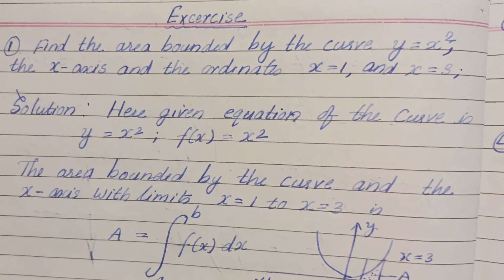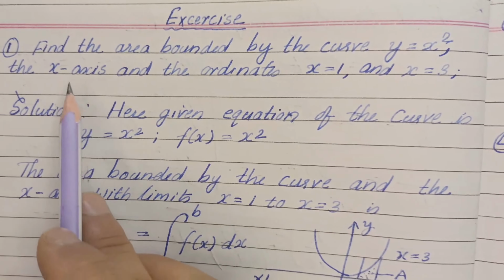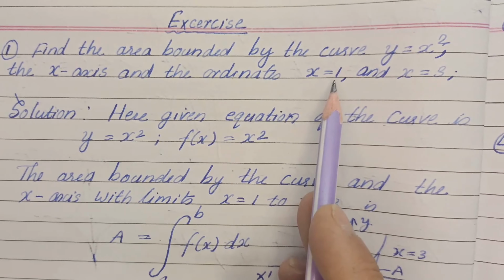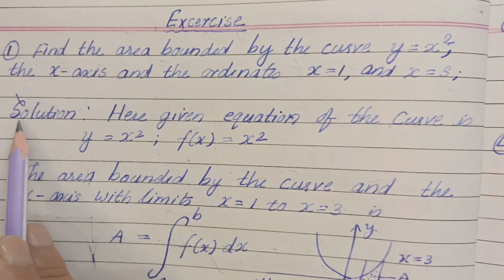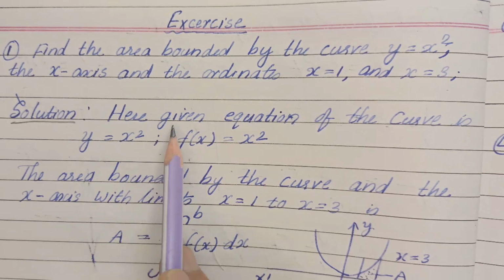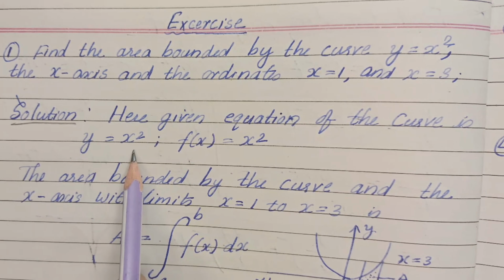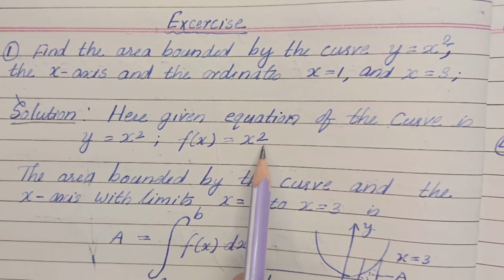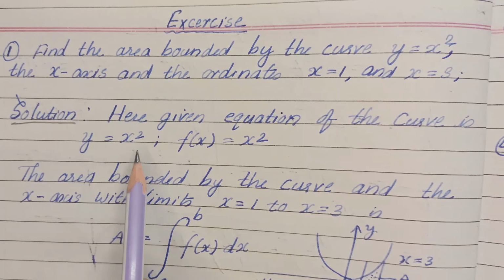Find the area bounded by the curve y equal to x square, the x-axis, and the coordinates x is equal to 1 and x is equal to 3. Solution. How do we solve it? Here the given equation of the curve is y is equal to x square, with the function f(x) is equal to x square. So y is equal to x square and the function f(x) is equal to x square.